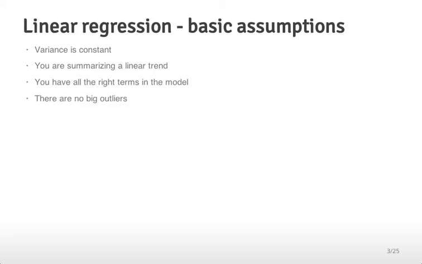So just to go over very briefly the basic assumptions for linear regression, in general, you're saying something like the variance is constant. So for each observation that you get, you have a constant variance for the term that represents the error or the stochastic variation. You're summarizing with a linear trend, and you have all the right terms in your model so that there's no sort of bias due to terms being left out, and that there are no big outliers that might drive your analysis in one direction or the other.